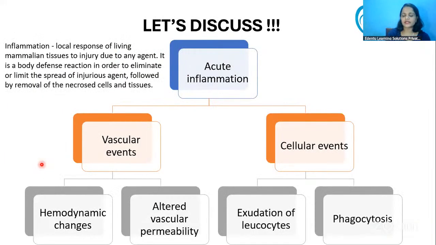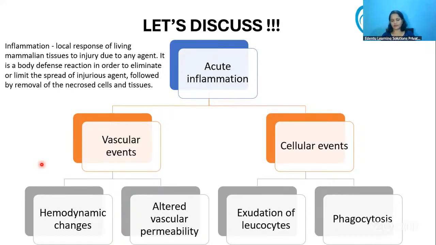Now let's see what is happening. To understand pavementing, diapedesis, and chemotaxis migration, you should have an idea about inflammation. What do you mean by inflammation? Inflammation is considered a local response of a living tissue to any external agent.